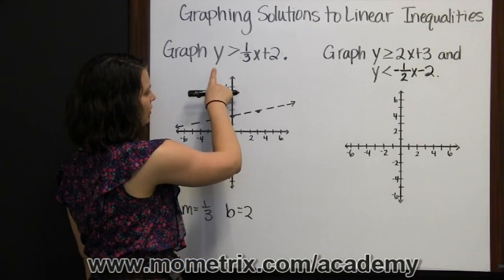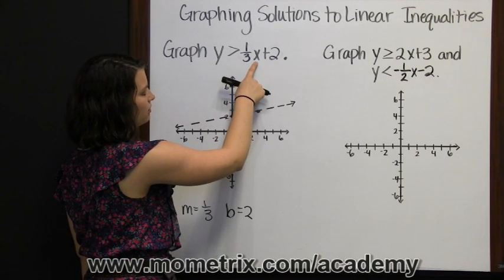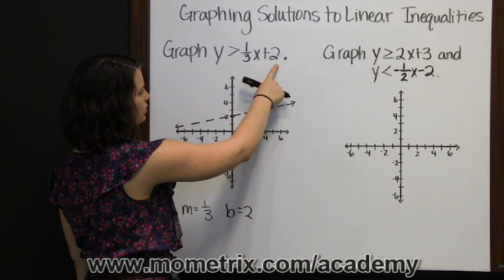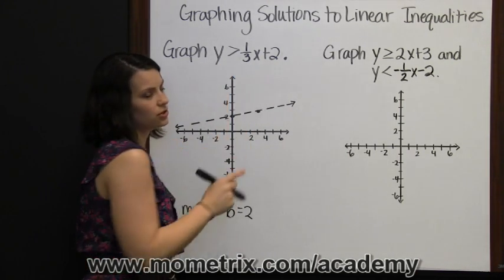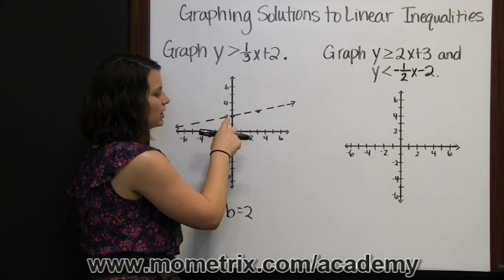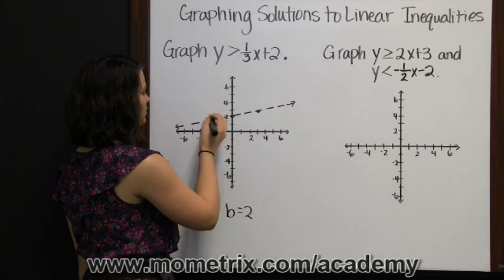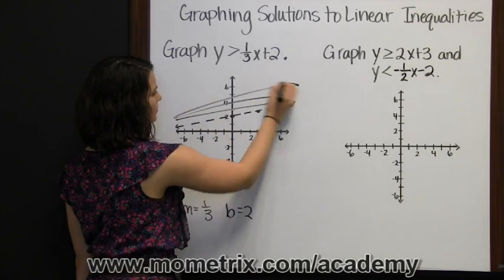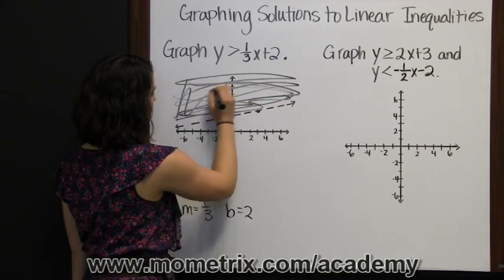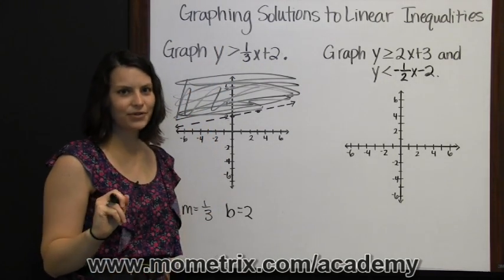So y is 0. Is 0 greater than, and then again we'd plug in 0 for x, 1/3 times 0 is 0, 0 plus 2 is 2. So is 0 greater than 2? No, it isn't. Which means since 0, 0 does not work, it is not a solution, then this is not the side we shade. So we shade the other side. And really everything above this would be shaded, but I'm not going to color the whole board.